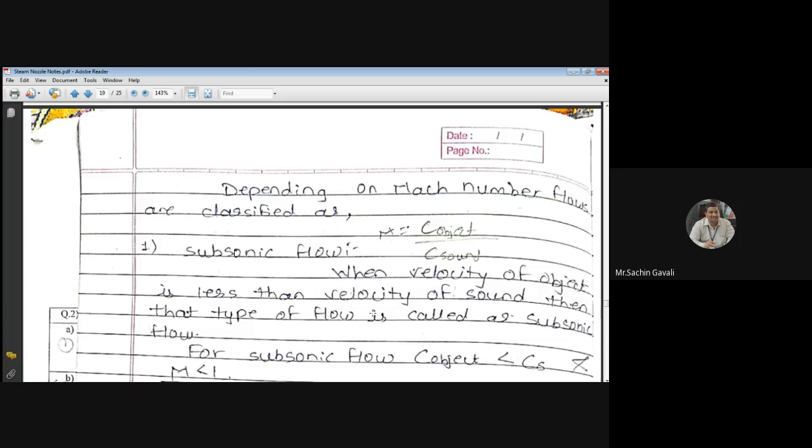When velocity of object is less than velocity of sound, then that type of flow is called as subsonic flow.